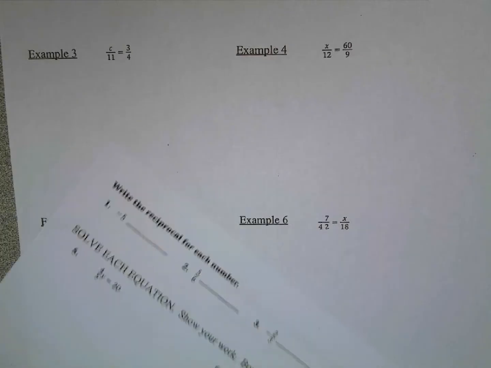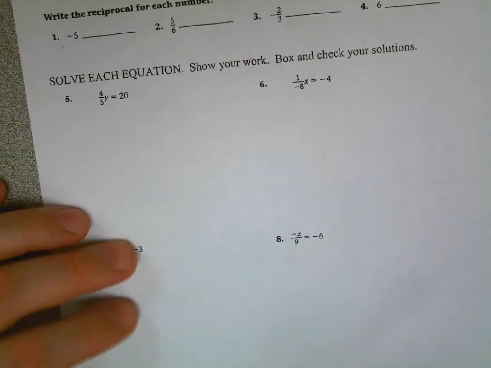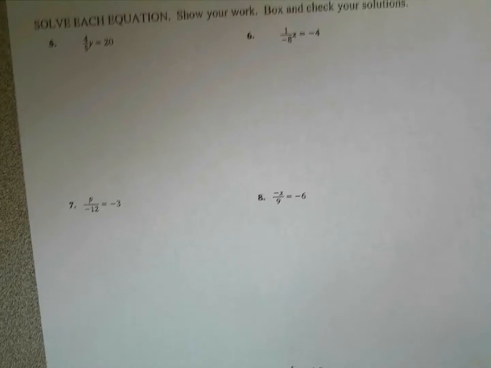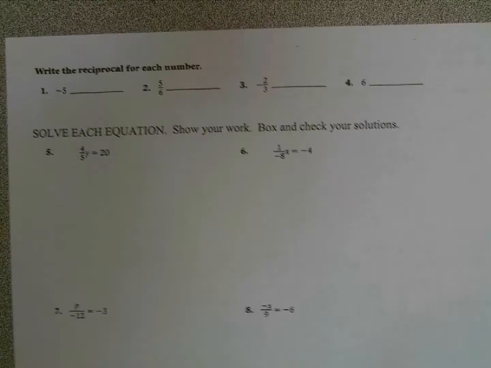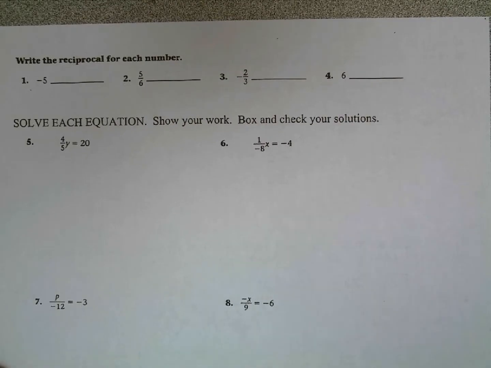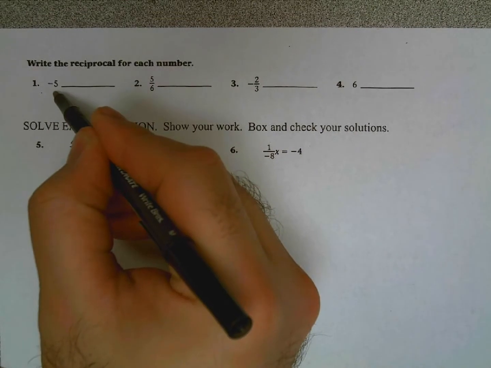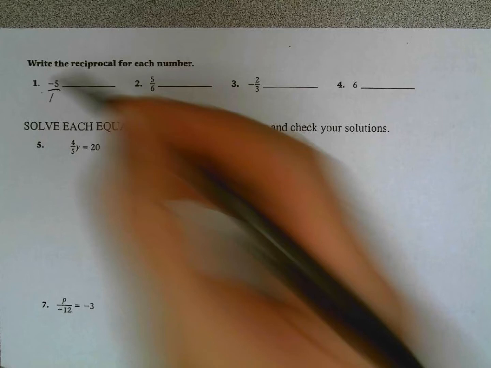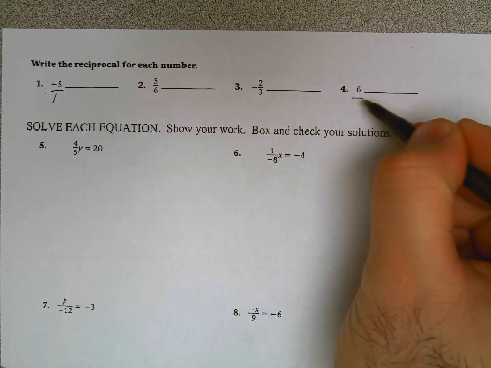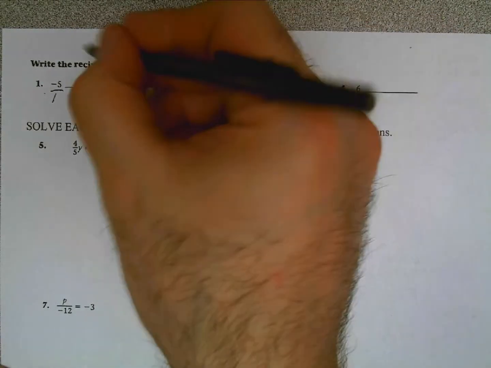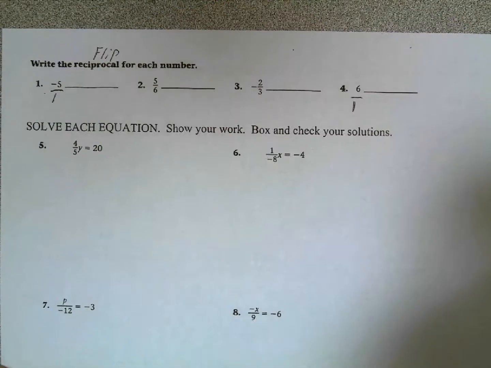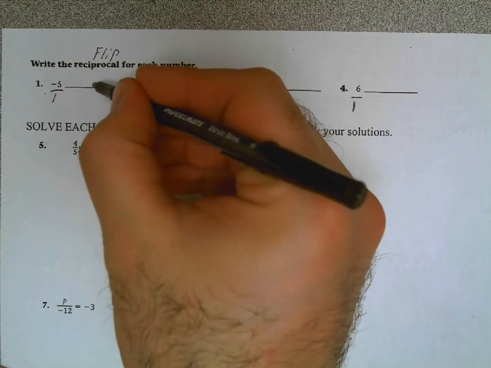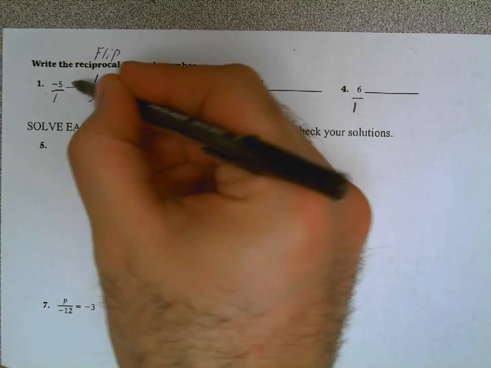But that's how you use reciprocals to solve for your x now. Alright? So if you look right here, we're going to do a couple more problems together before you get your practice work on the other sheet. But you have to write the reciprocal. So anytime you see a whole number like this, like negative 5, we're going to put a 1 under it. Why do I put a 1 under the whole numbers? Because it's easier to flip the fraction, right? So if I flip this, I put 1 at the top, negative 5 at the bottom, done.